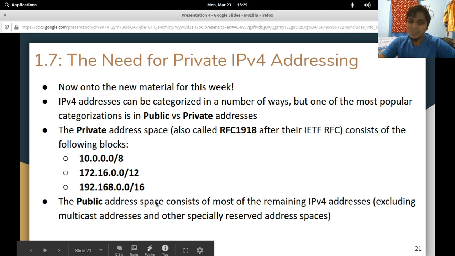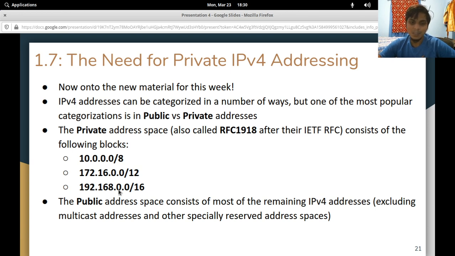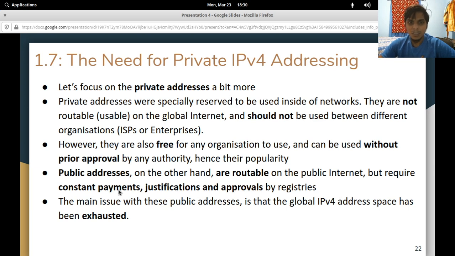We have some other multicast addresses and specially reserved addresses. You'll see a full breakdown of it here, because we're just focusing on the private ones for now. But think of it as these are the main private blocks, and the public blocks are everything else. So you can see we have a ton of public address space, but it's still not enough, and you'll see why now. So let's focus on the private addresses a bit more.